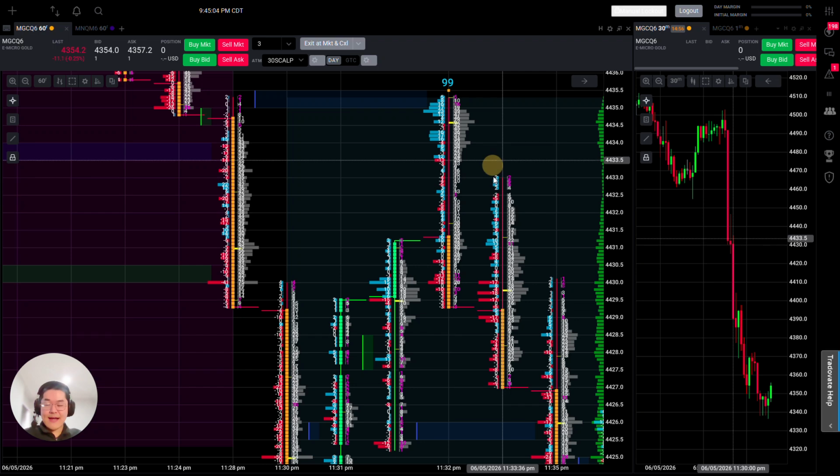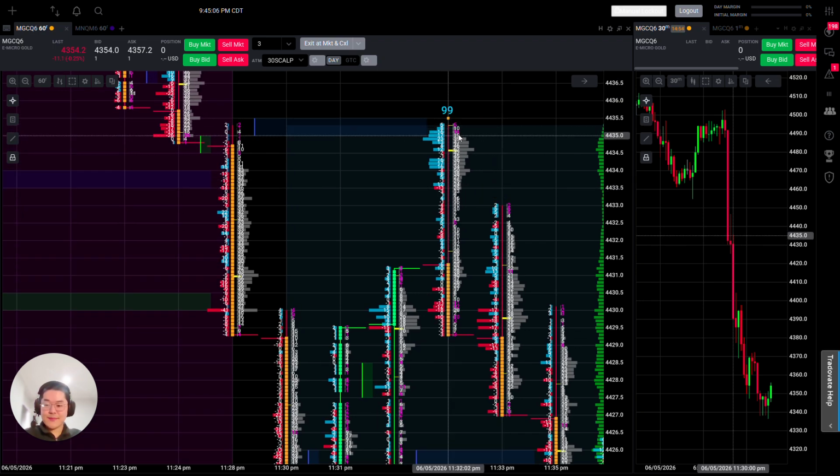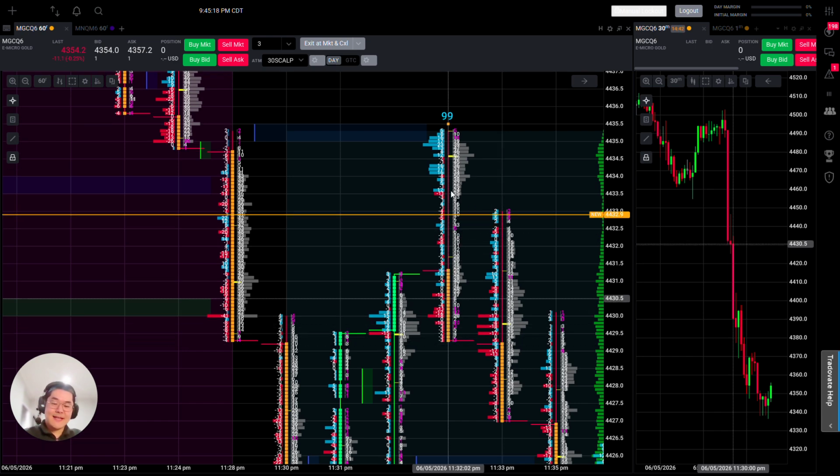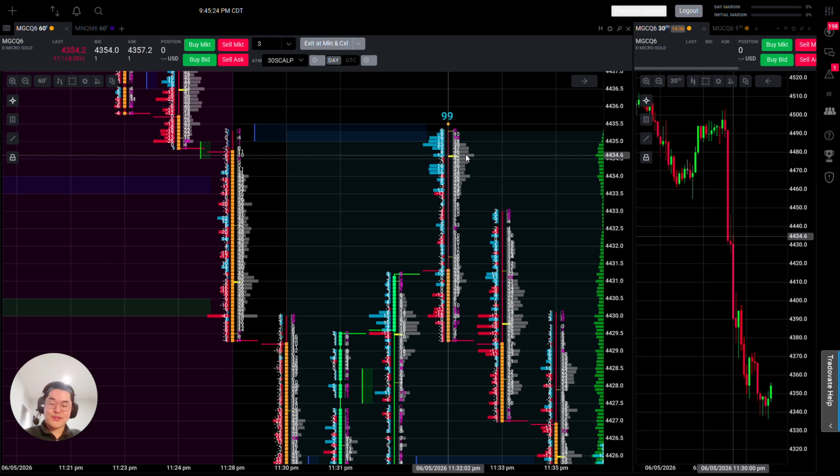So now we have absorption. So what is absorption? It is when you have a lot of buying or selling, but price closes in the other direction. So you can see a lot of buying occurred up here, but price closed lower. So this is absorption. Absorption by a passive seller.